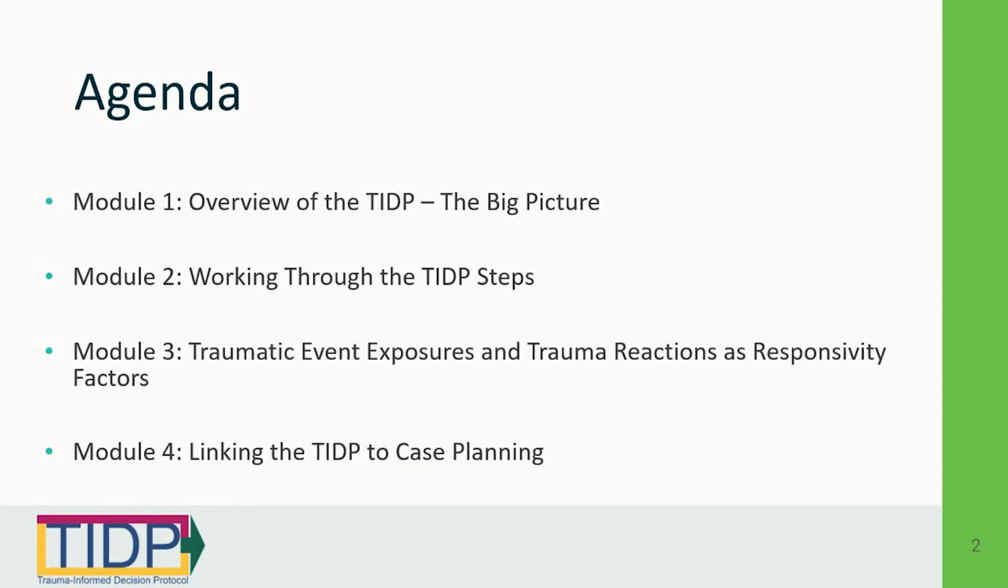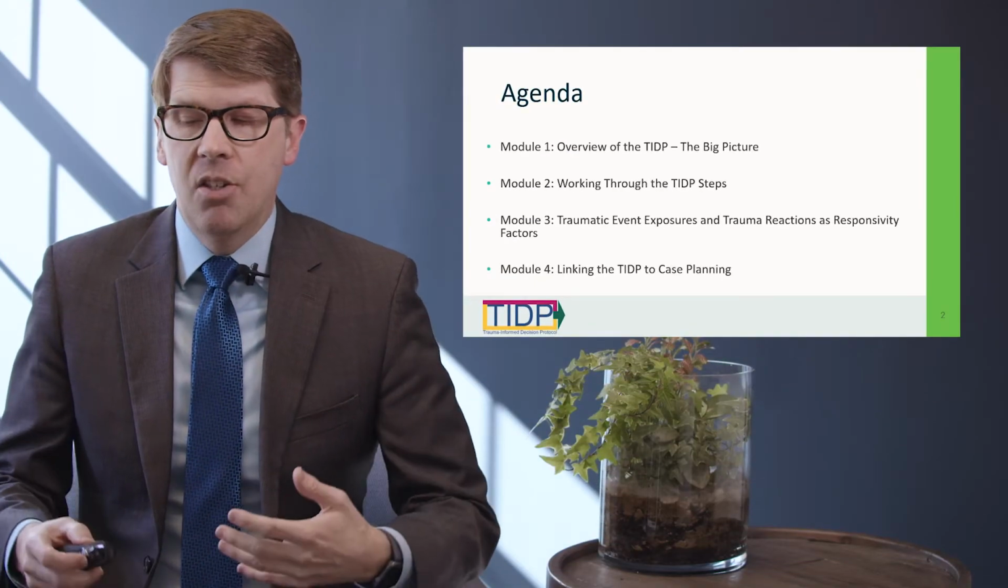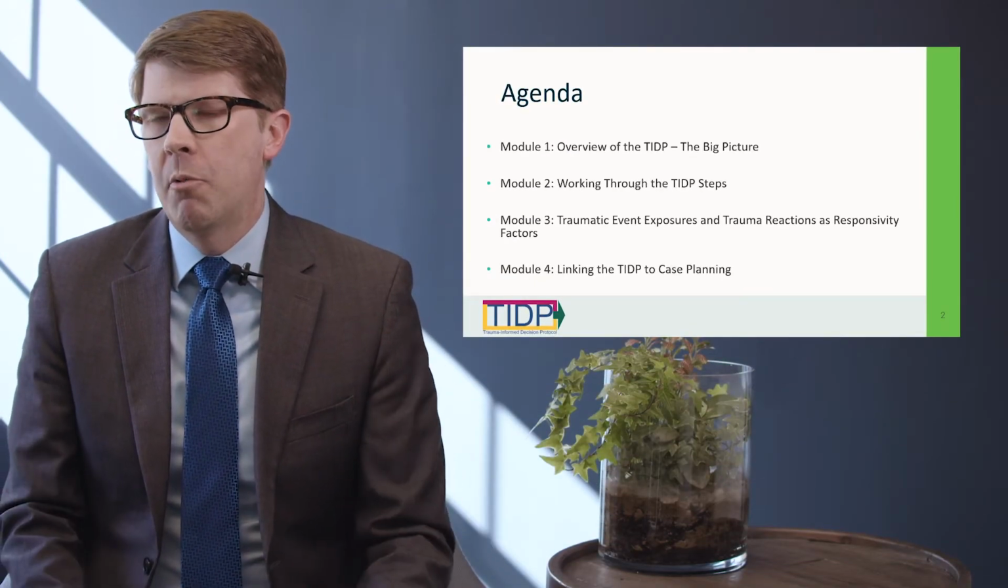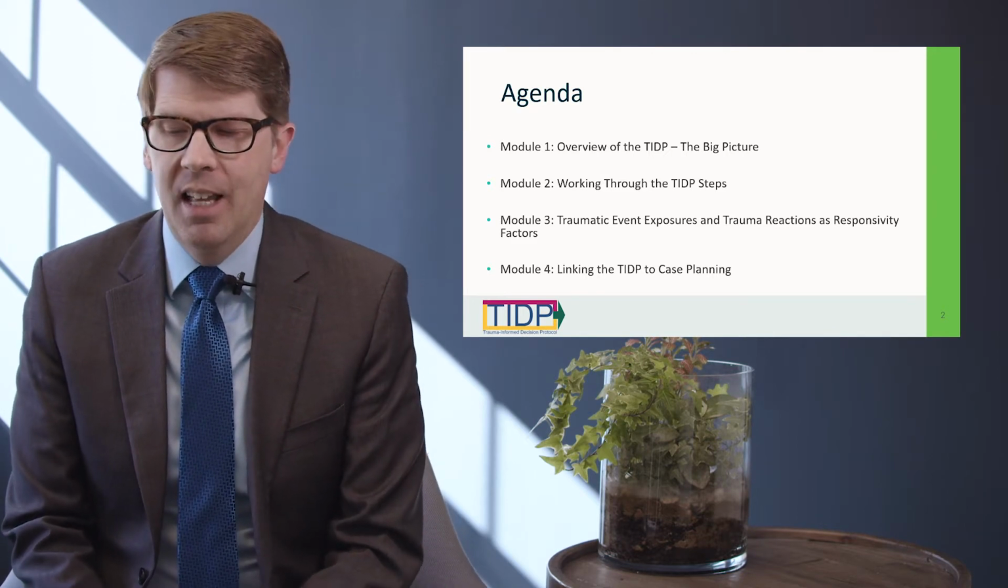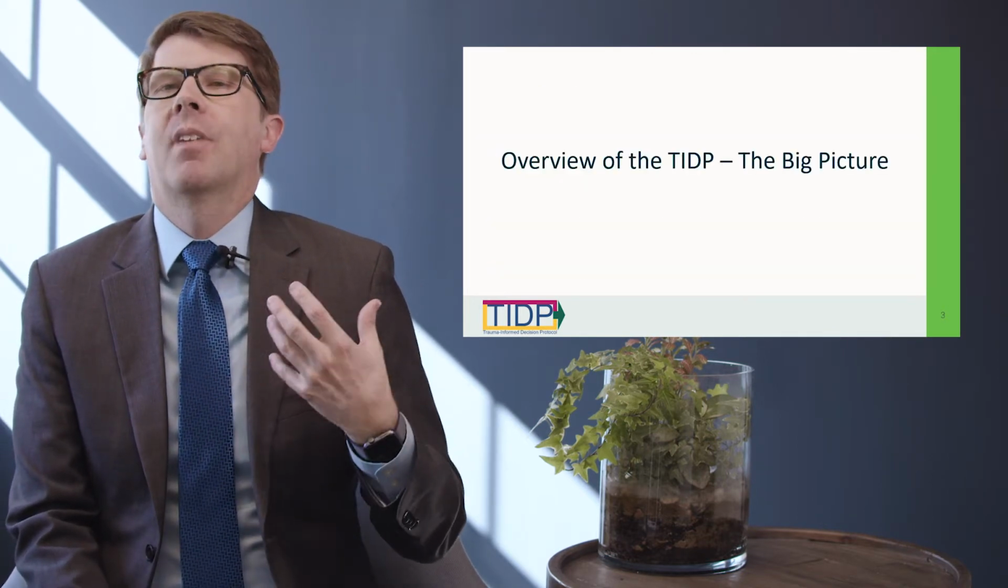via the R&R model. And the fourth module is going to culminate in really thinking about how information from the TIDP can be linked to and inform a youth's initial case planning and the overall case planning process. And so that's a brief overview of where we're going to go with these four modules. And so we're just going to jump right in.